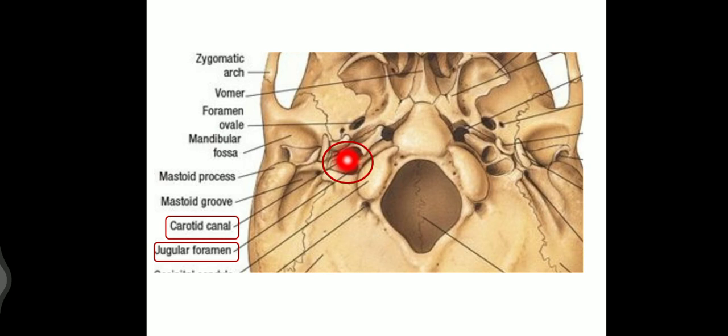Just anterolateral to it, we have two openings. The anterior opening is called the carotid canal. The posterior opening is called the jugular foramen. This encircled line is the proximal attachment of the carotid sheath. Through the carotid canal, the internal carotid artery enters the cranial cavity, and the posterior opening, the jugular foramen, is for the venous drainage of the cranial cavity to emerge through the internal jugular vein. These two openings lie anterolateral to the foramen magnum.